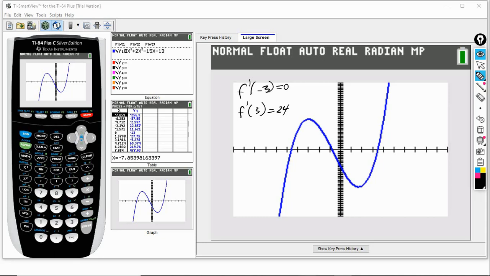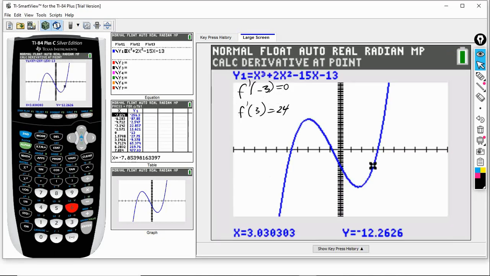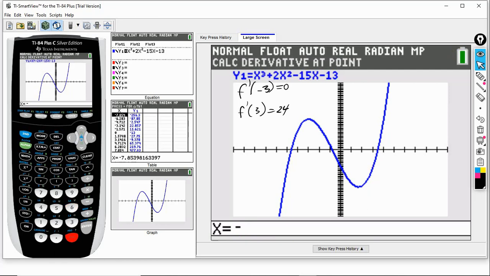What you do is that you click the second function. So click on the second function and then calculate. And there on the list, number 6 says dy over dx. That means derivative. So click on number 6 and you get a cursor, like a butterfly. But we're not going to move the cursor. All we're going to do is type in -3. So if you just type -3, it's going to find the derivative at the point where x equals -3.